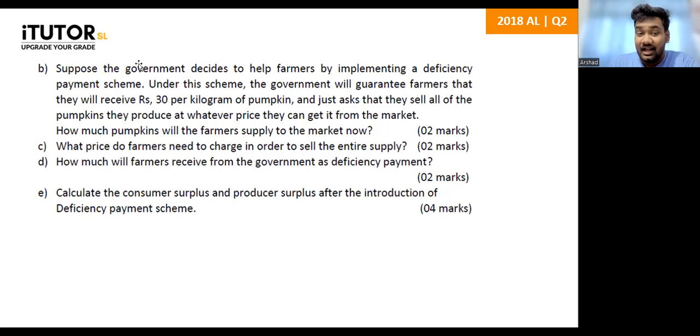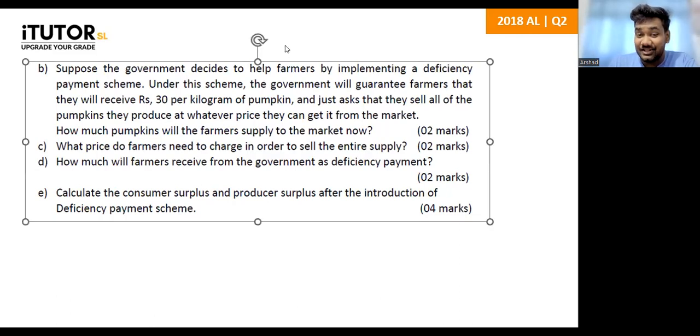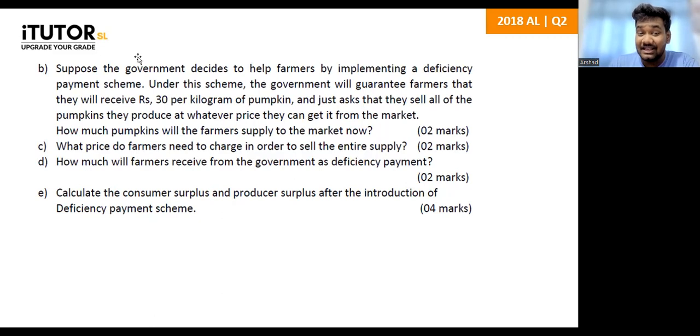Okay. Suppose the government decides to help farmers by implementing a deficiency payment scheme. Under this scheme, the government will guarantee farmers that they will receive 30 per kilo of pumpkin and just ask that they sell all of the pumpkins they produce at whatever price they can get from the market. How many pumpkins will the farmers supply to the market now? We'll draw this situation and we'll see.